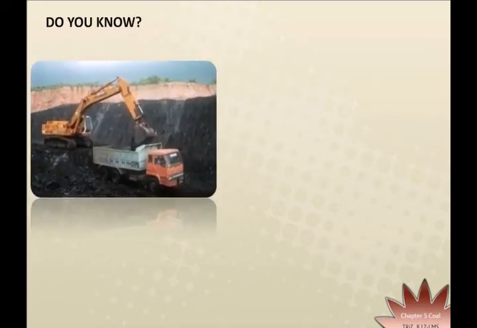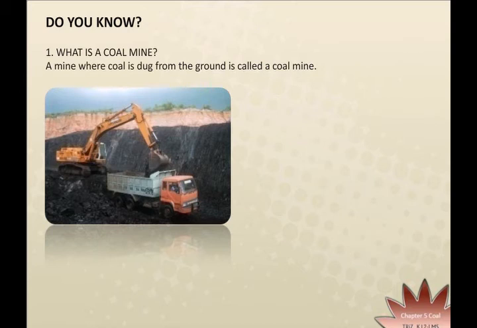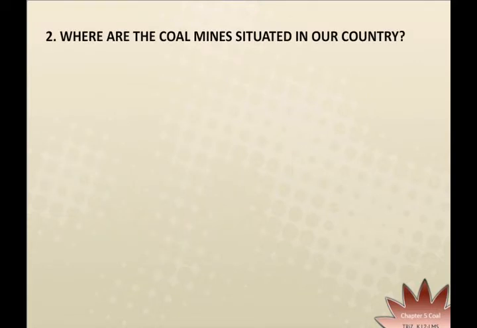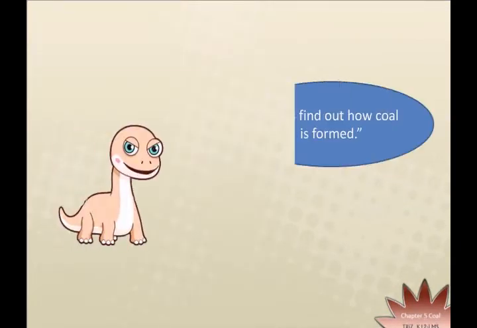Do you know what is a coal mine? A mine where coal is dug from the ground is called a coal mine. Where are the coal mines situated in our country? Jharkhand, Chhattisgarh and Maharashtra are major coal field areas in India. Let's find out how coal is formed.